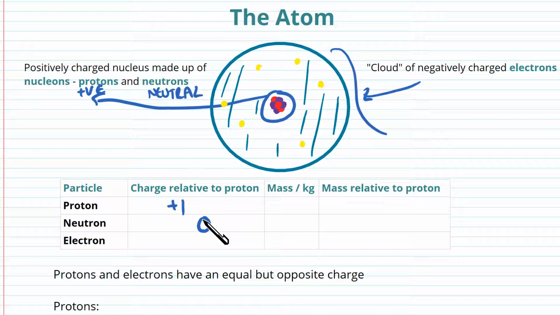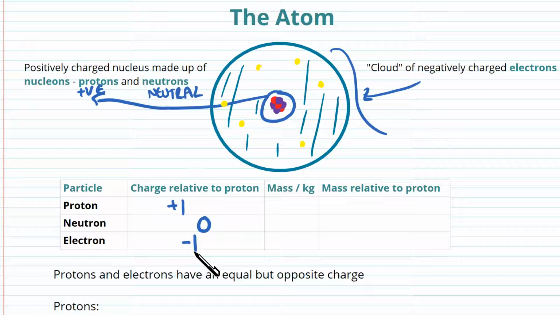And finally, we'll look at electrons. Now, electrons have the same magnitude of charge as a proton, just an opposite sign. So that means they have a charge of -1 relative to the proton. Now it's important to note that because they have the same charge as a proton, an atom, which is neutral, has the same number of electrons as it has protons.